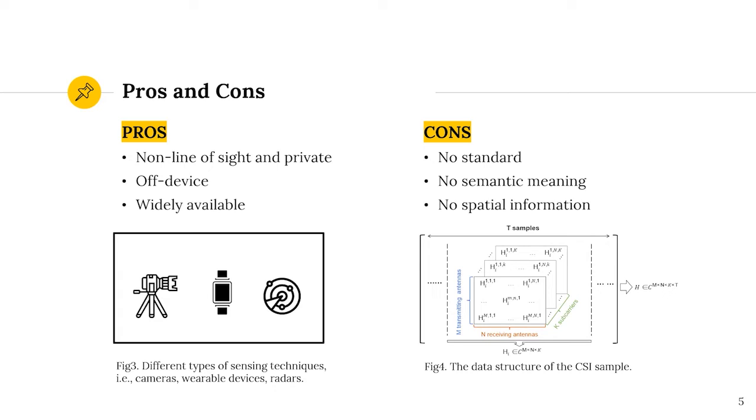For instance, we can't figure out what the human gesture type is by looking at the CSI sample directly. In addition, the CSI sample has no spatial information compared to images, which means that we can't estimate the position of a specific static object by adopting the CSI sample, while it can be done by using camera-based sensing techniques.